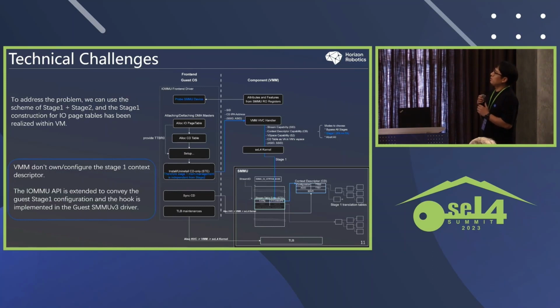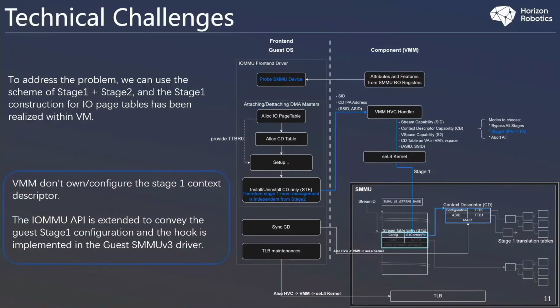Okay, so finally we support the schema of stage 1 plus stage 2. And the stage 1 will construct I/O page tables, which are realized and managed within the VM. And the VM monitor itself doesn't need to own and configure the stage 1 context descriptor. It just gives a pointer to the memory that keeps the context descriptor. So the IOMMU API here is extended just to convey the guest stage 1 configuration information, and the hook is implemented in the guest.